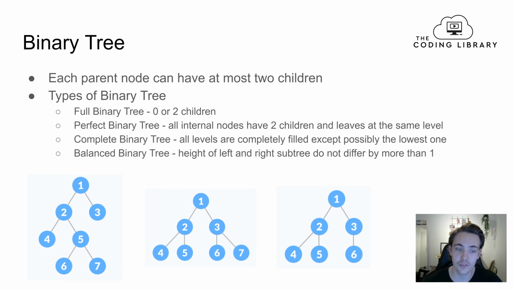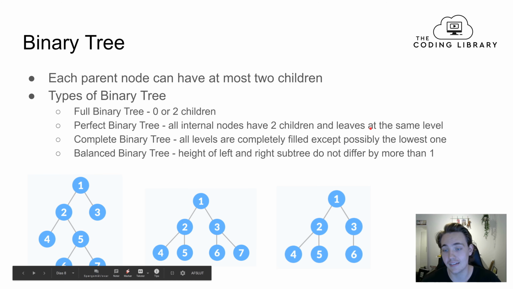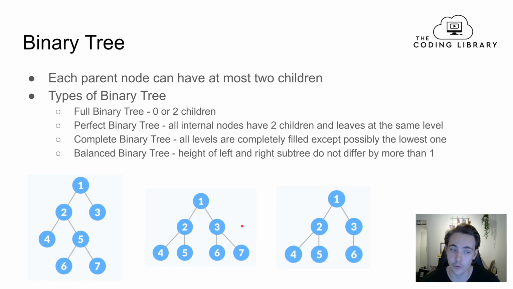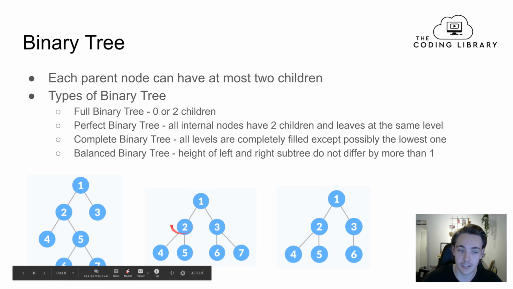We can also have the perfect binary tree, where all internal nodes have 2 children and the leaves are at the same level. So down here in the middle, we have an example of a perfect binary tree, where we can see this internal node has 2 children, and also this internal node, and all the leaves have to be at the same level, which we can see down here as these 4 leaf nodes are at the third level.